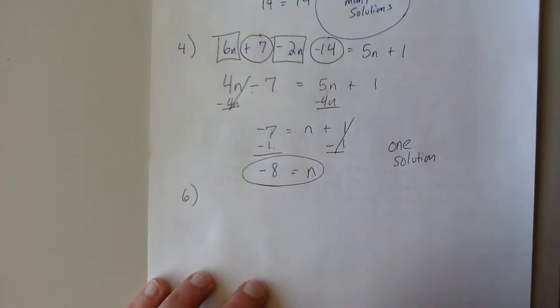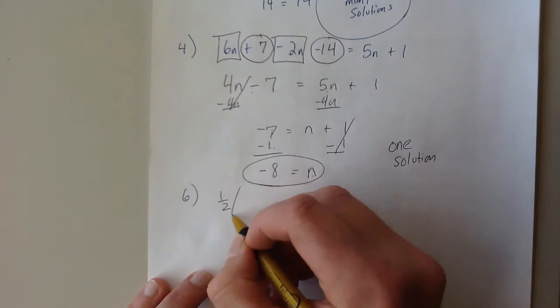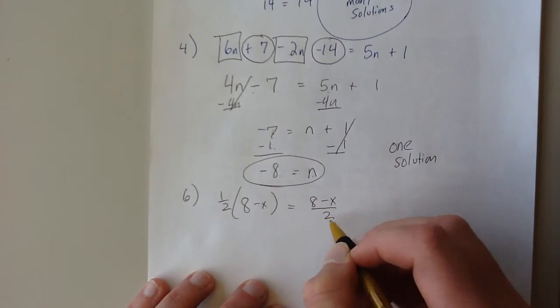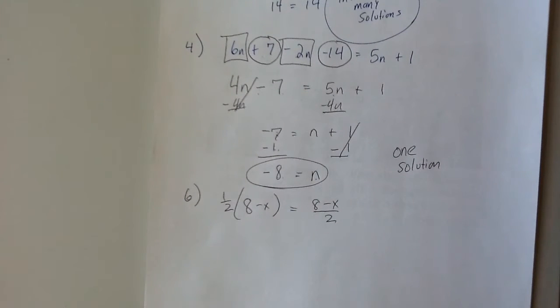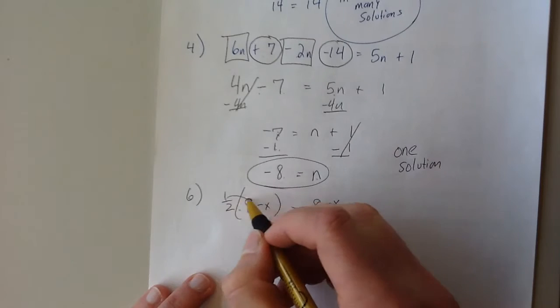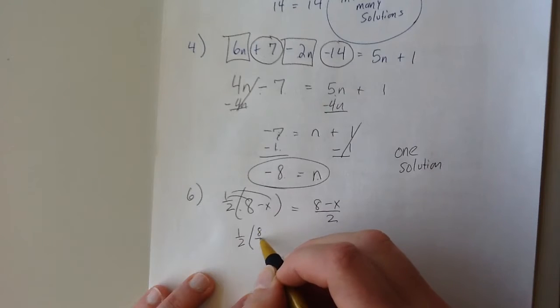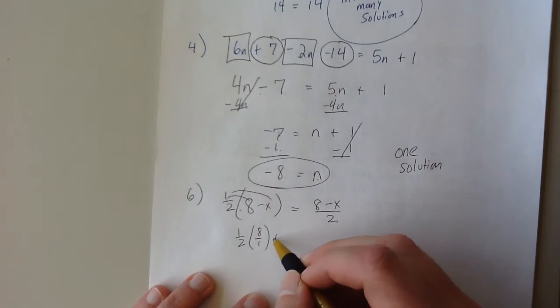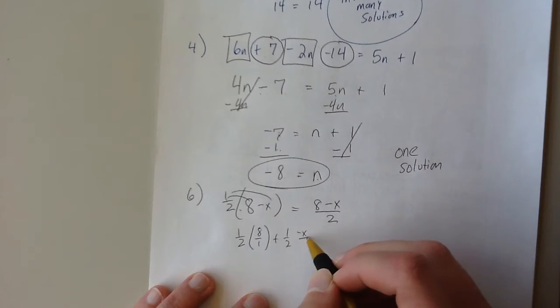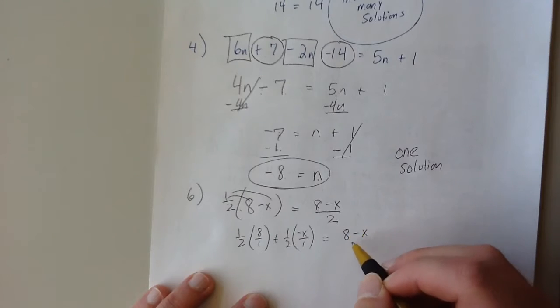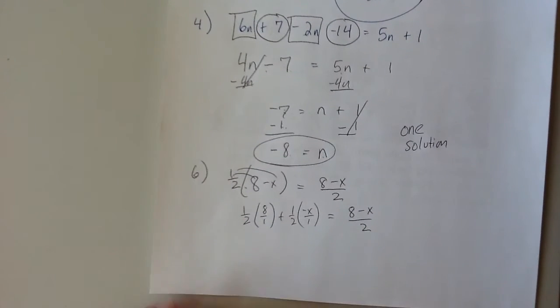Okay, number 6, we have 1/2 times 8 minus x equals 8 minus x over 2. Okay, again, there are a couple different ways to think about this, but I could go ahead and distribute on the left side. I could distribute the 1/2 to both terms right there. So I have 1/2 times 8 over 1, or 8, plus 1/2 times negative x. I'm going to put negative x over 1, that's still negative x, equals the right side, 8 minus x over 2.